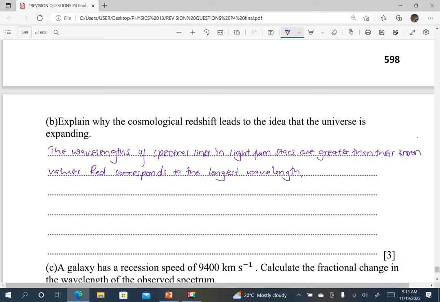So the redshift implies that the expansion stretches out the light as it travels through space.